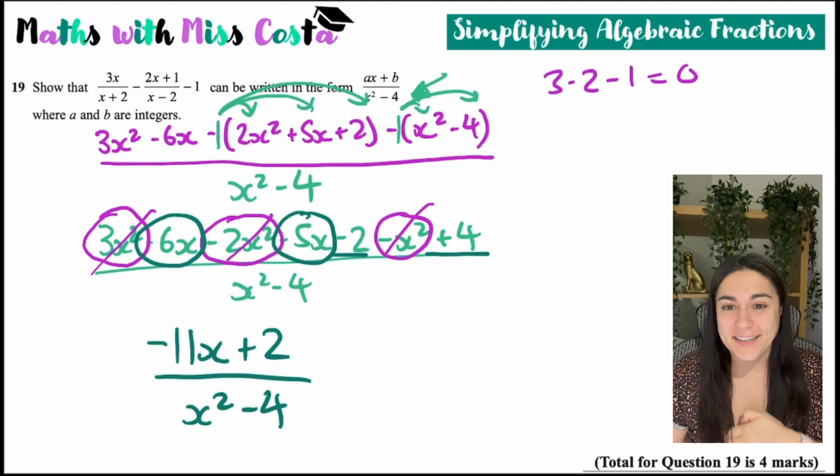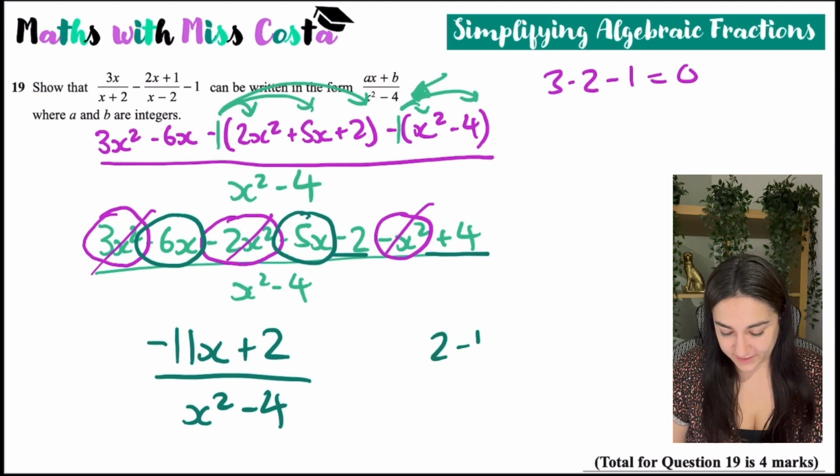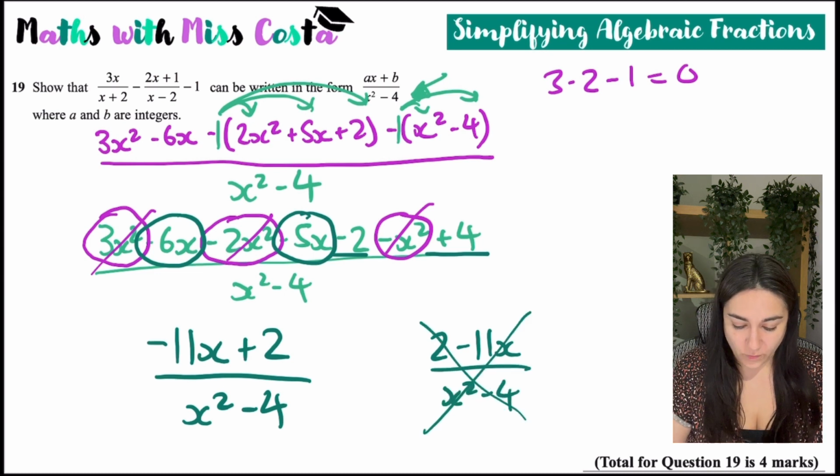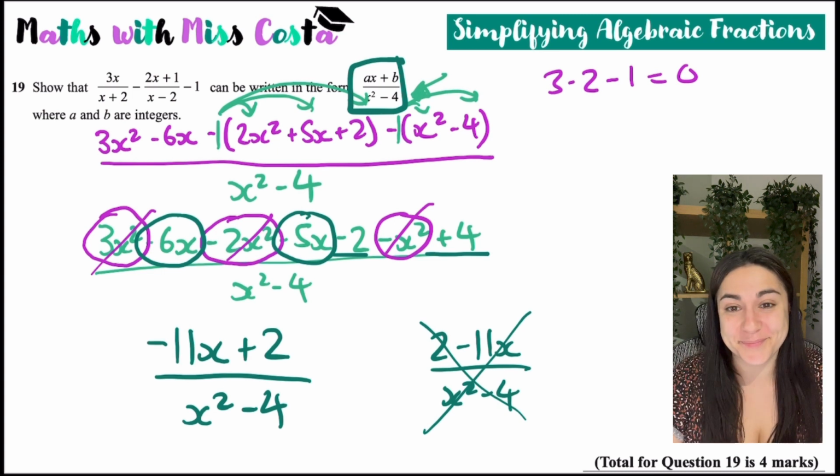Now, normally it's nice for your numerator not to begin with a negative. So it could have been nice to write 2 minus 11x over x squared minus 4. However, they want your final answer to be written in the form ax plus b. So negative 11x is the coefficient of x. So you just leave it in that form. And that's that.